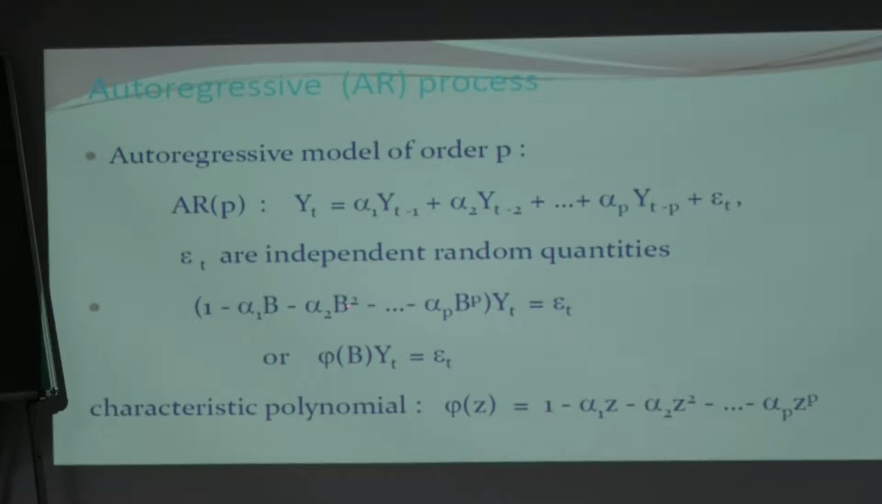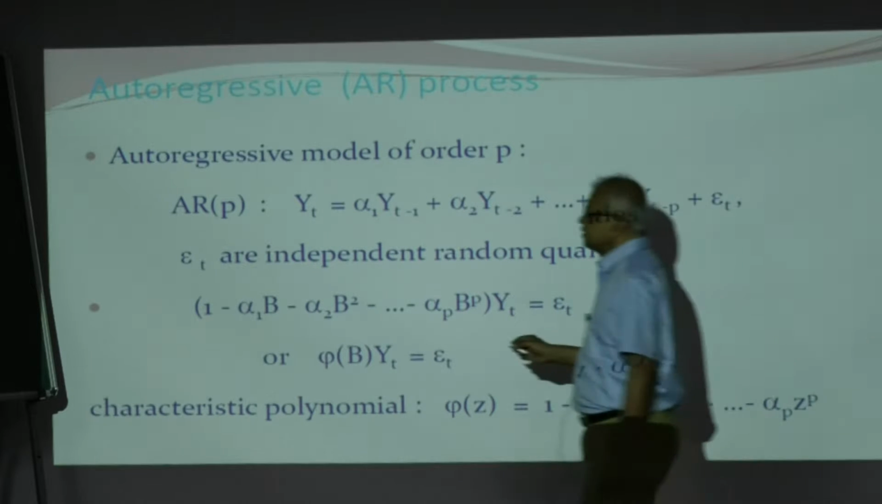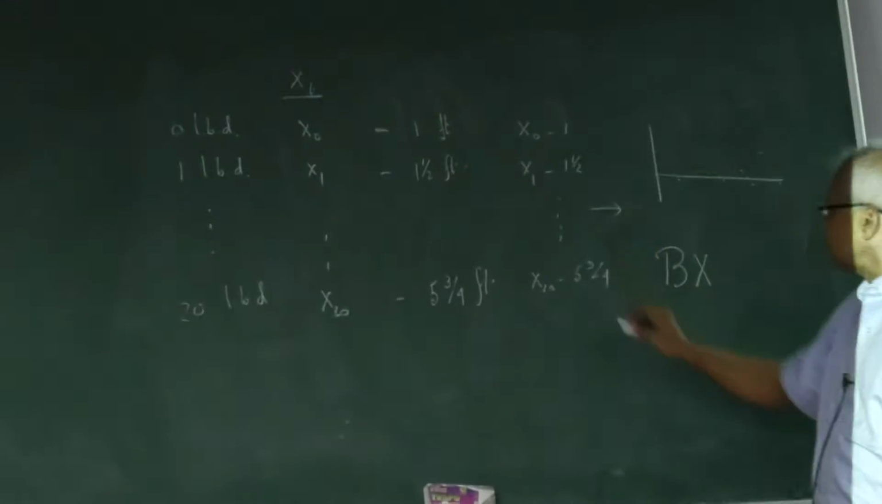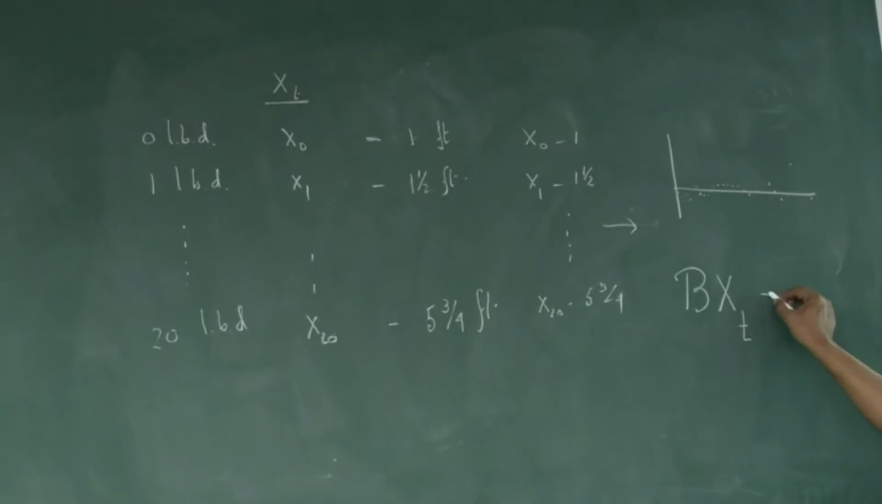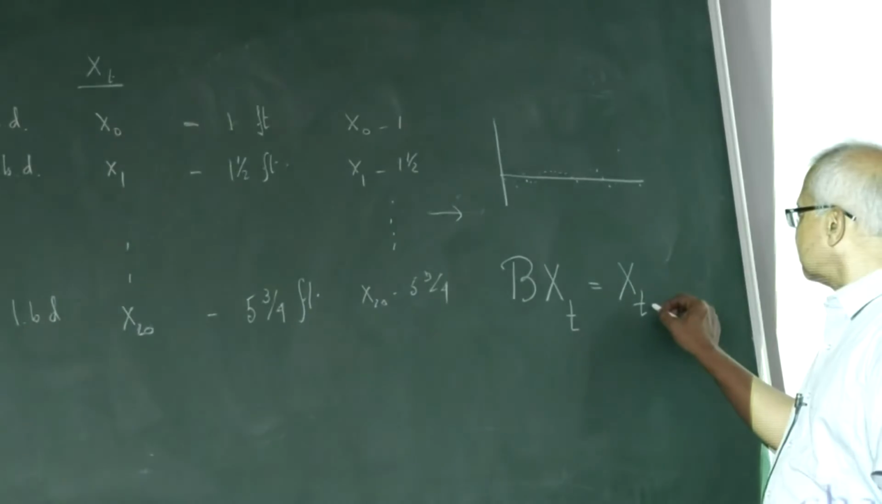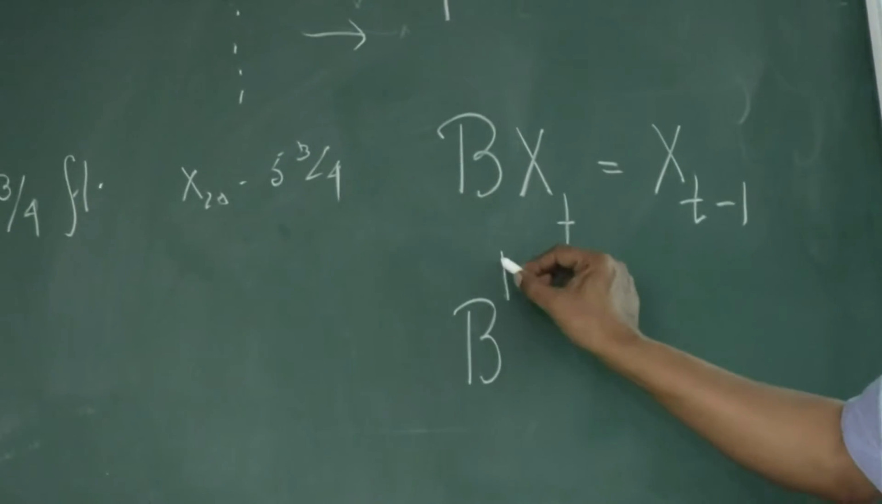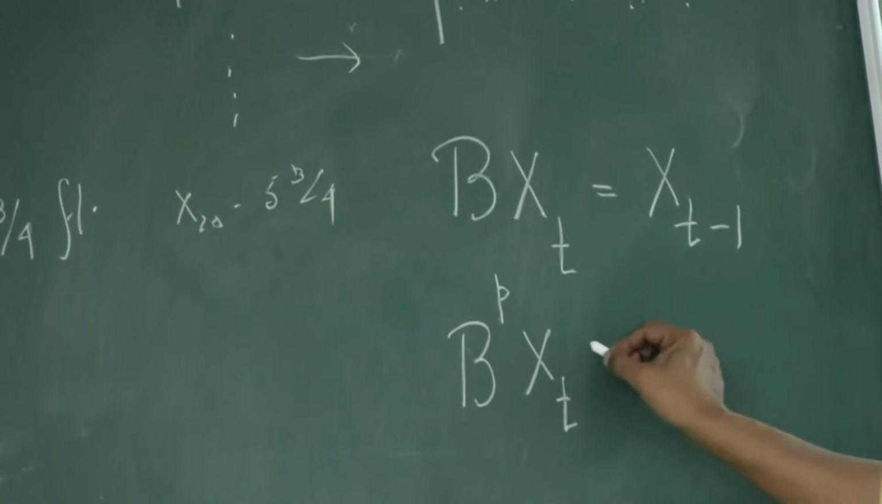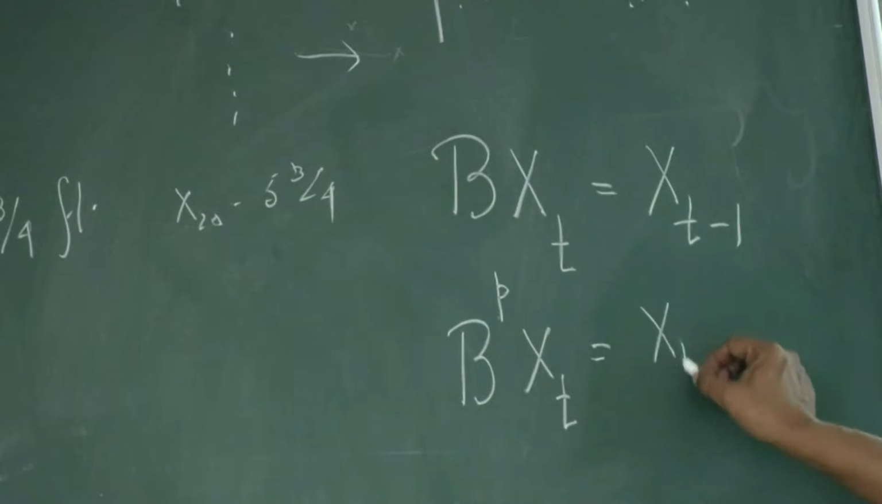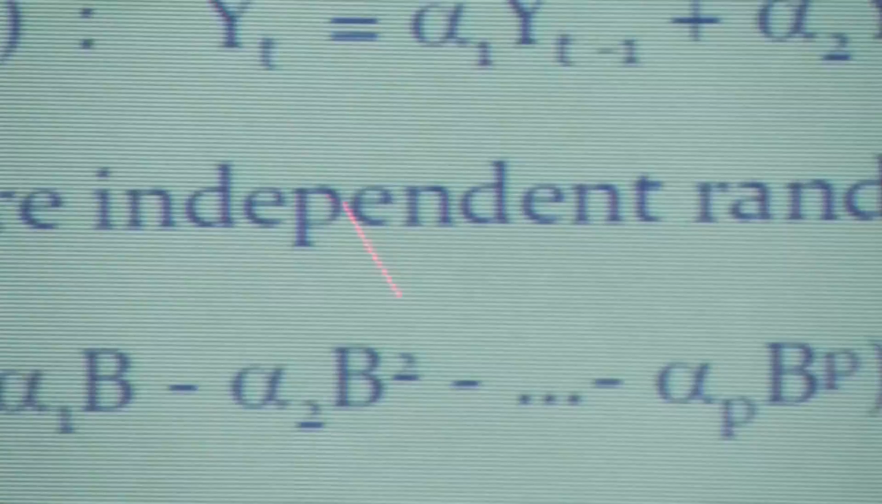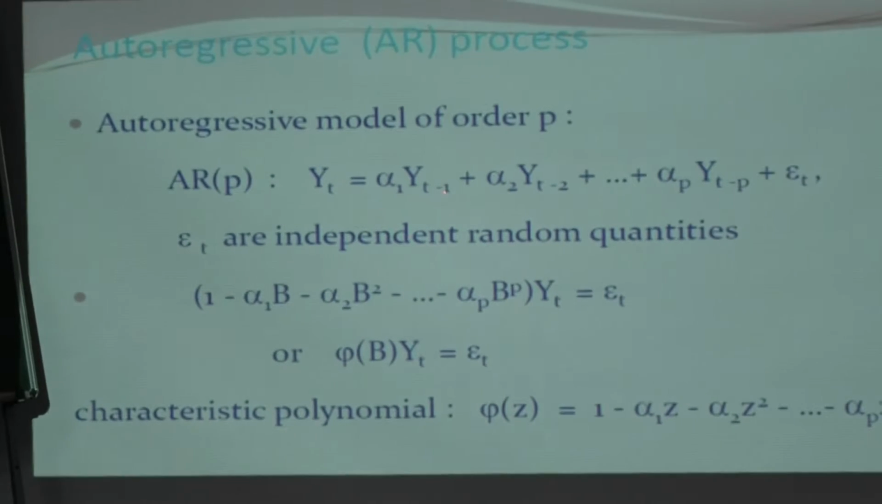So what is B? If I write, can you see me from the back? This is too small, I think. This is xt minus 1. If it's to the power of p, then this would be xt minus p.